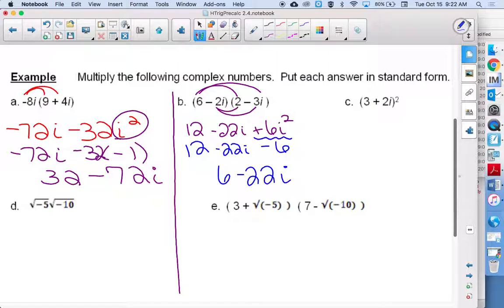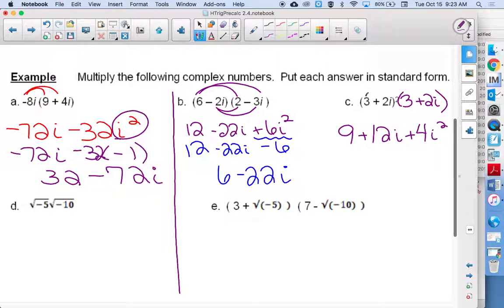And then letter C, one more like this because the bottom two change a little bit. We have 3 plus 2I, and then the quantity is squared. So Emma H, what does that mean if we have a quantity squared? Yeah, so you're multiplying it by that same quantity. And when you multiply that, what does it become? 9 plus 12I plus 4I squared. Good.